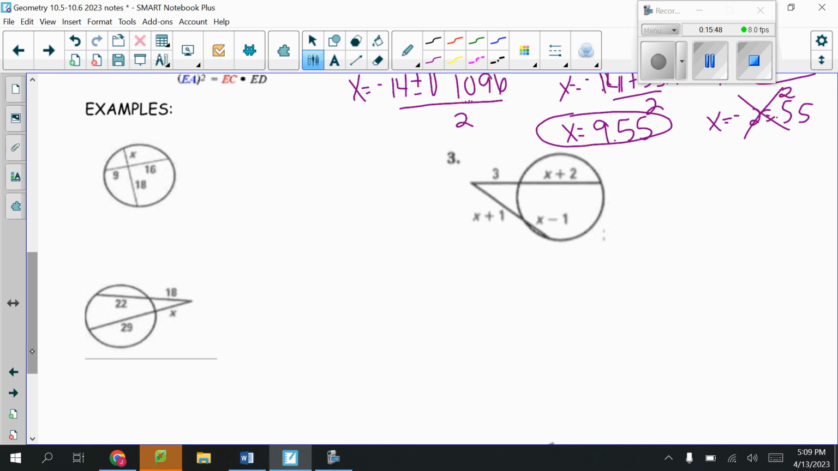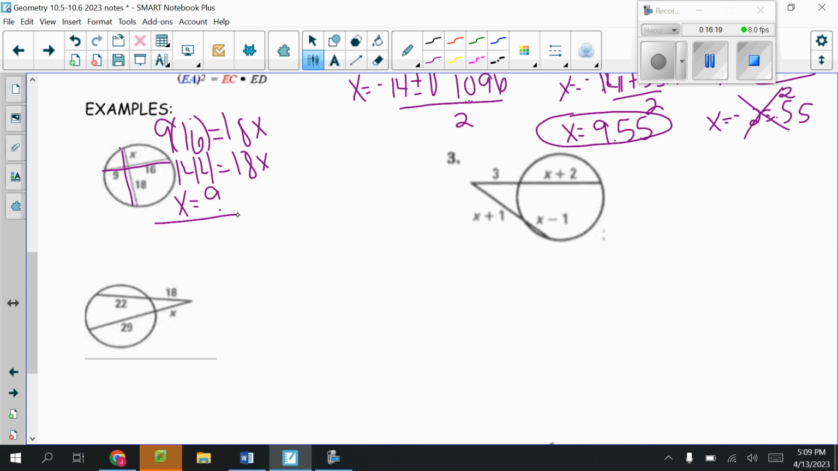So this first one, I have 2 chords inside. So I take one chord, I multiply their products together. So here I would have 9 times 16. I set that equal to the products of the other one. So 18 times x. So 9 times 16 gets me 144 equals 18x. All I have to do is divide by 18. So 144 divided by 18, x is equal to 9.